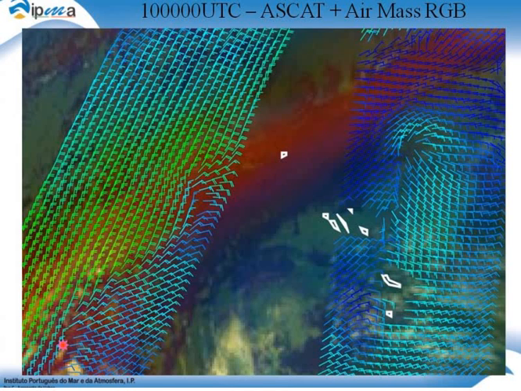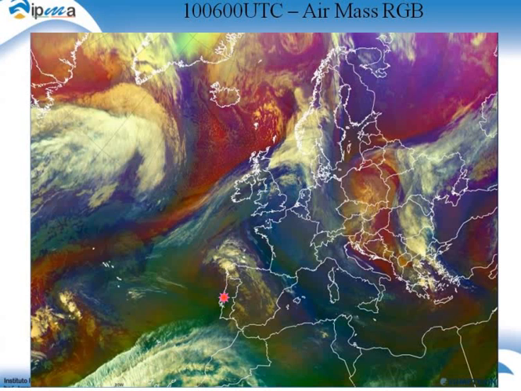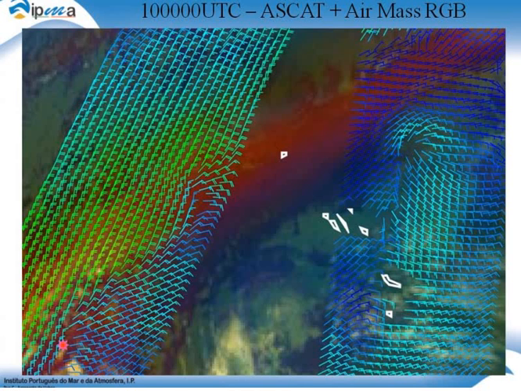So this is the area over here, where there is the frontal system. It's somehow weak, but we can see the discontinuity in the wind field. This image is from midnight, but we still have this morning this frontal system over the Atlantic.